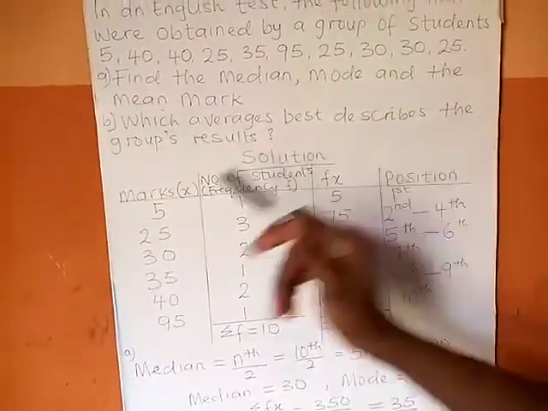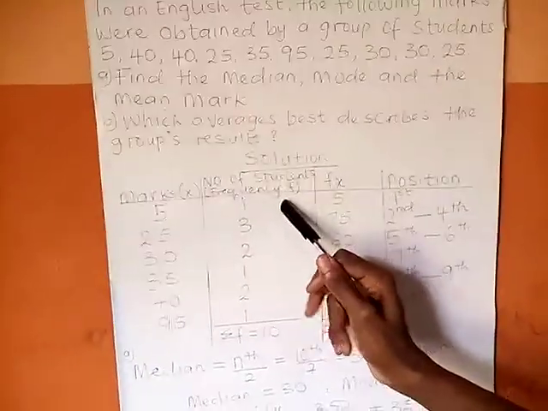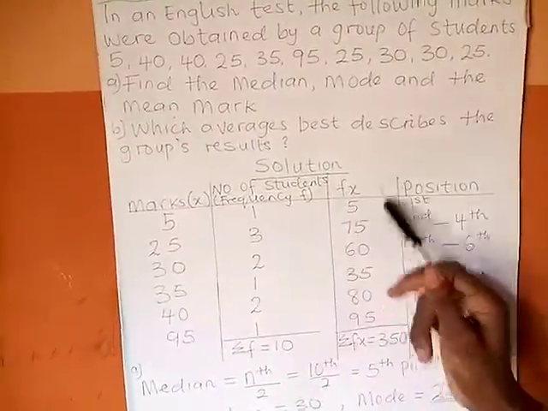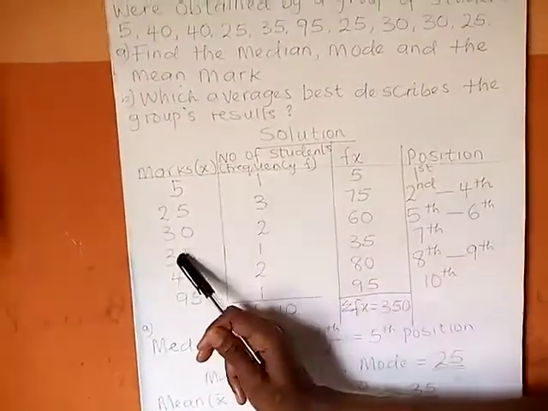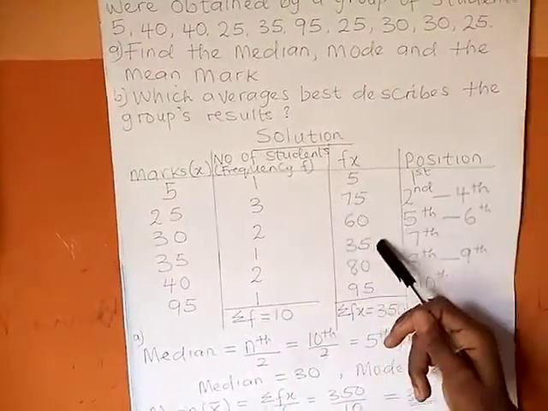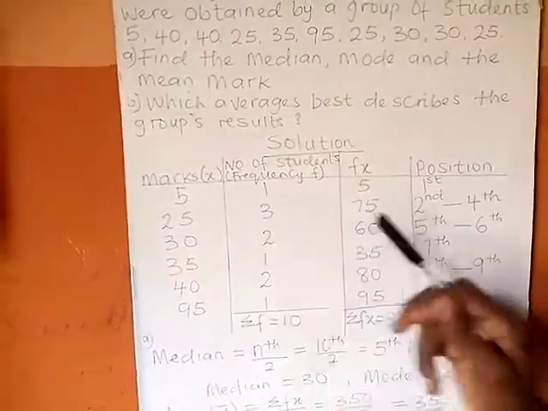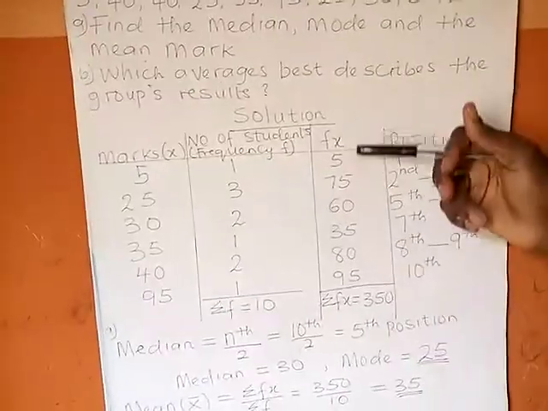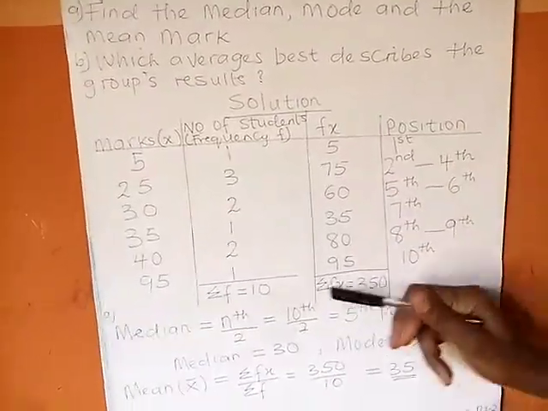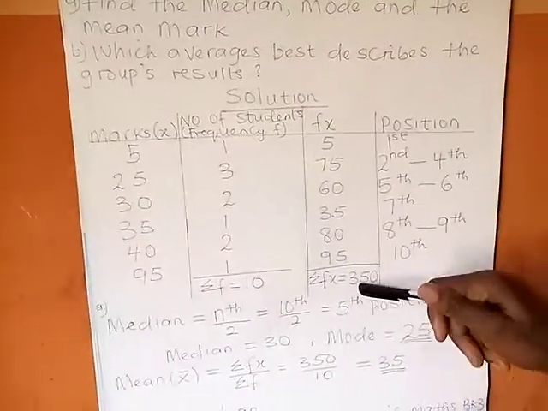Now let's move to the fx. We'll be using your x to multiply the number of students. That is 5 times 1, 5. 25 times 3, 75. 30 times 2, 60. 35 times 1, 35. 40 times 2, 80. 95 times 1, 95. Now sum your fx together. It gives us 350.